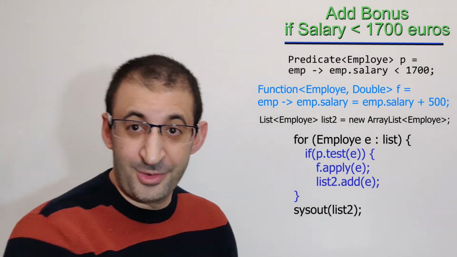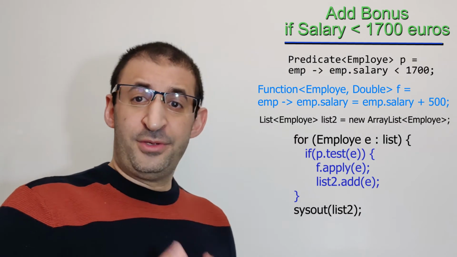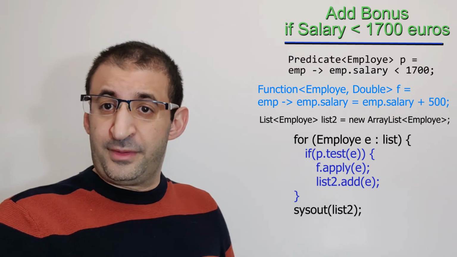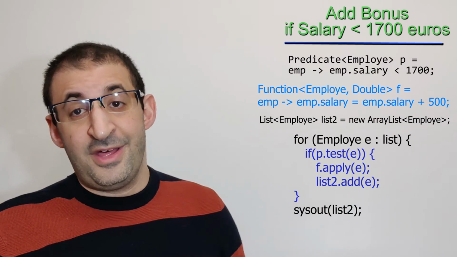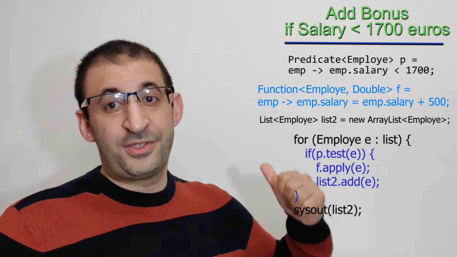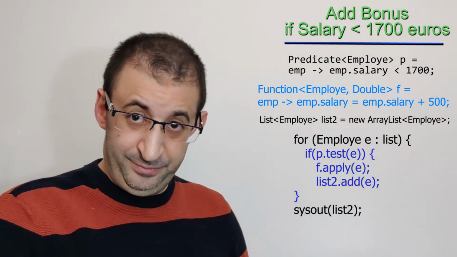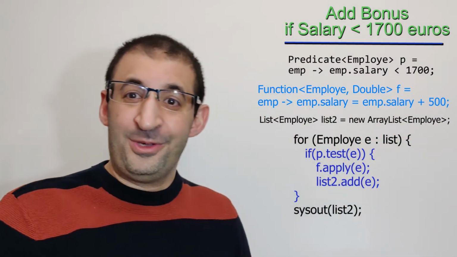Okay, have you understood? I have created a predicate to check which employees have a salary less than 1,700 euros, and also I have created a function to add the bonus to the salary that respects the previous condition. So I apply the predicate first, and after this, I apply my function. So let's jump to the computer now to execute this program. Okay, and I will come back to finish the video. So let's go.